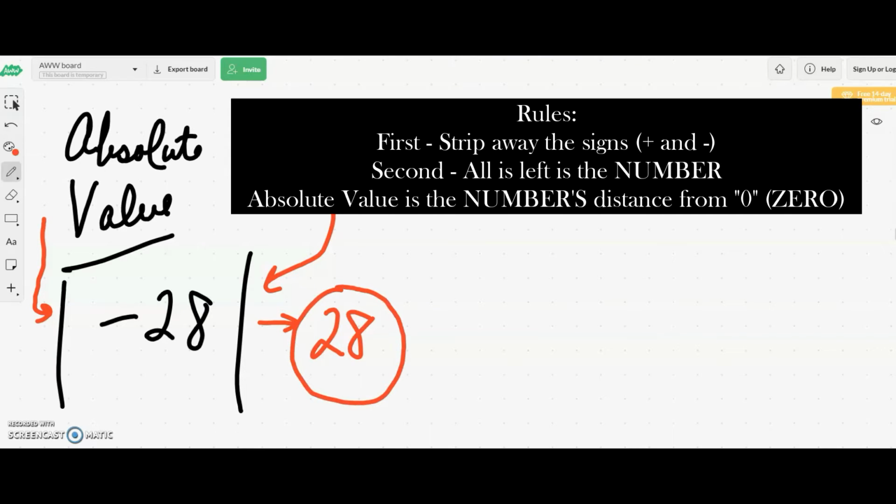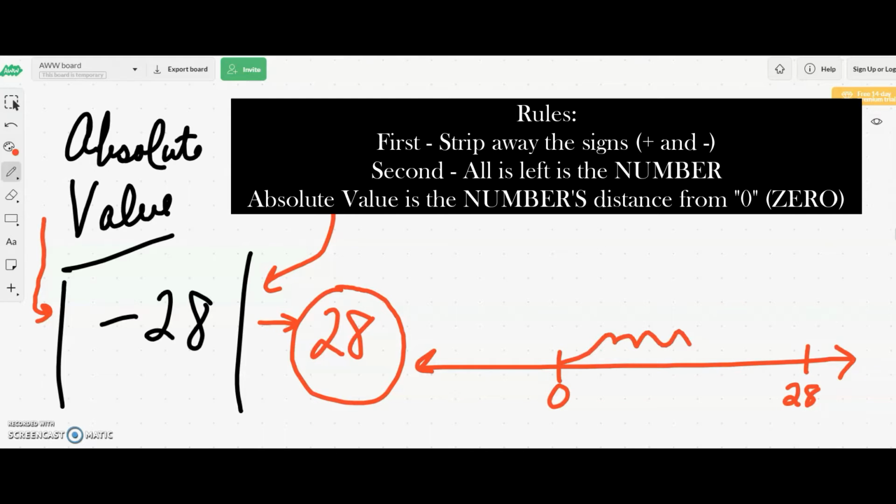Now, to figure out what the absolute value is, it's the number's distance from 0. If this is a number line, and here's 0, your number now becomes 28. So the absolute value is basically 28 jumps to get to that number. So the absolute value is 28. It's that number's distance from 0.